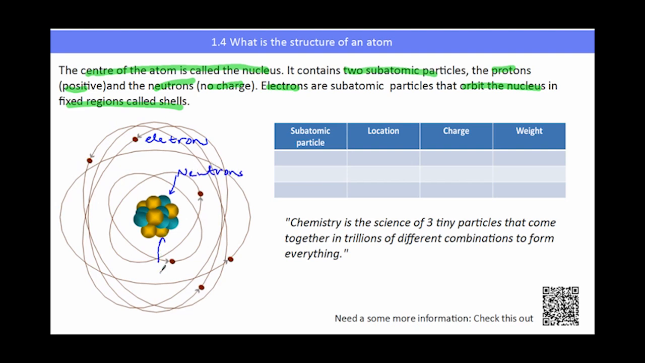Protons are given the symbol P, neutrons are given the symbol N, and electrons are given the symbol E-. So the subatomic particle of a proton, it's found in the nucleus. It has a charge of +1 and it's given a relative weight of 1. Neutrons are found also in the nucleus. They have no charge associated with them and they have a relative mass of 1 as well. Electrons, they're found in the shells that orbit the nucleus. They have a charge that is exactly opposite that of a proton, so -1, and they're so small that we say that they have a relative mass of 0.